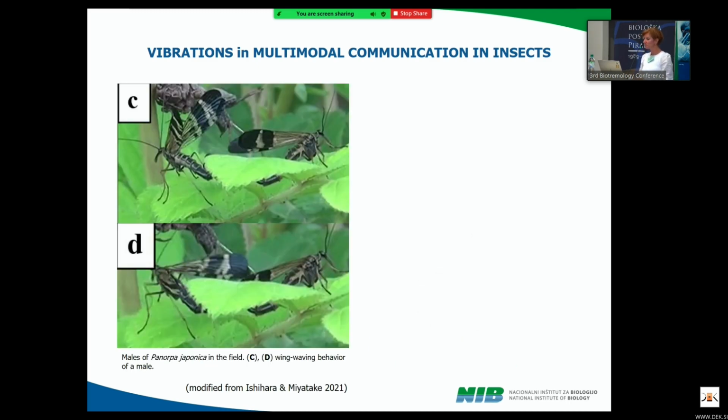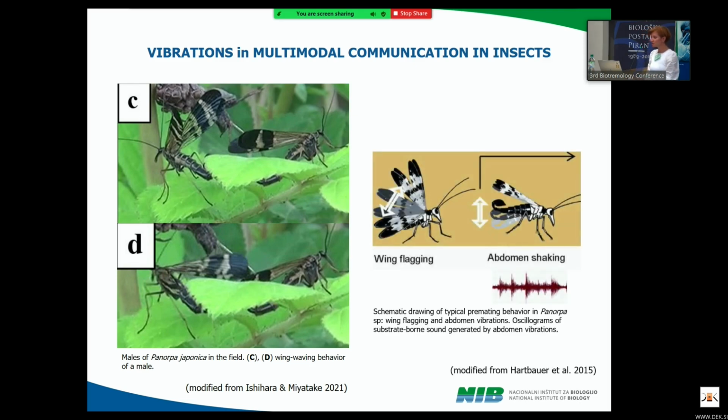Another interesting interaction between visual signals and vibrations was shown in scorpion flies. In general, scorpion flies wave their wings during copulation, in male-male competition, when looking for food sources, or in protection of the food sources.